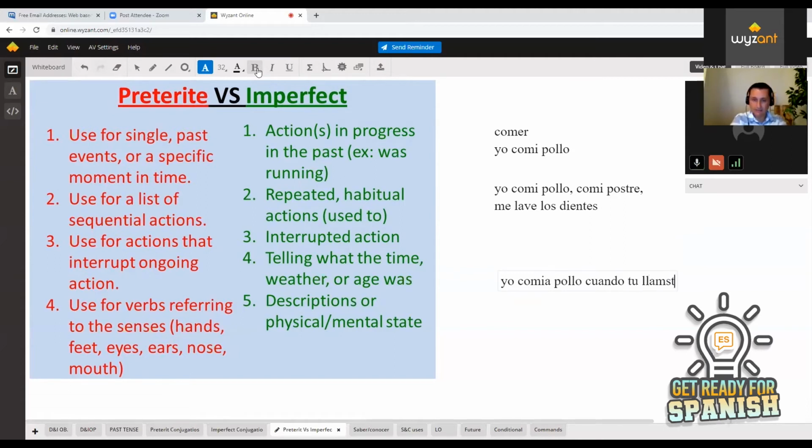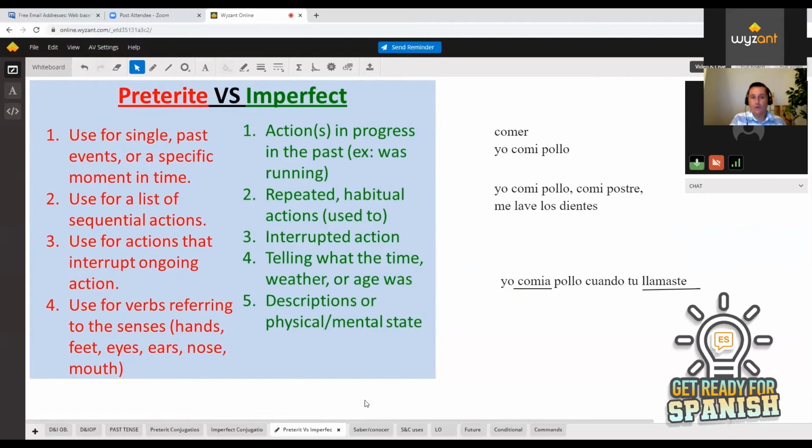Tú llamaste. Yo comía pollo cuando tú llamaste. I was eating chicken when you called me, okay? Imperfect: this was happening, and boom, it got interrupted by your phone call. All right? That's a major thing that you are going to have to deal with.